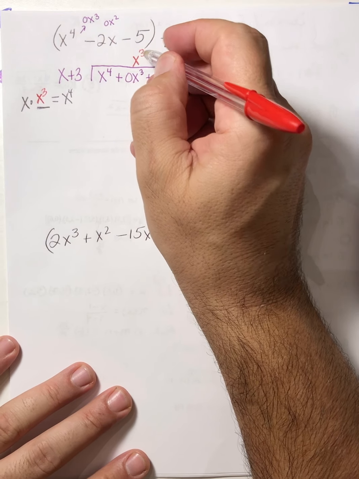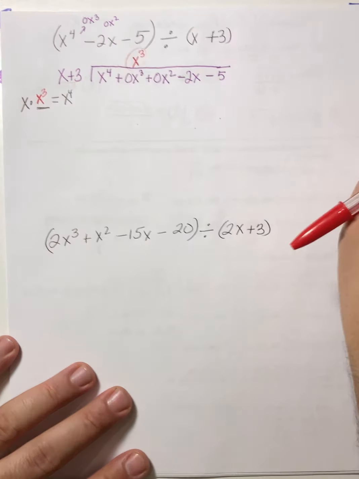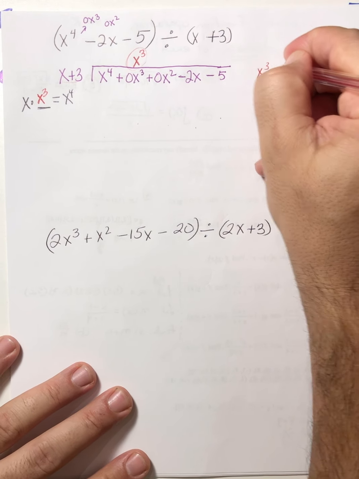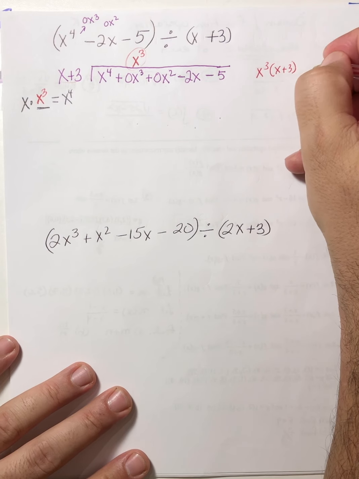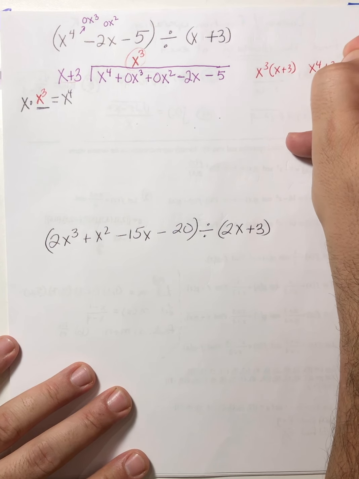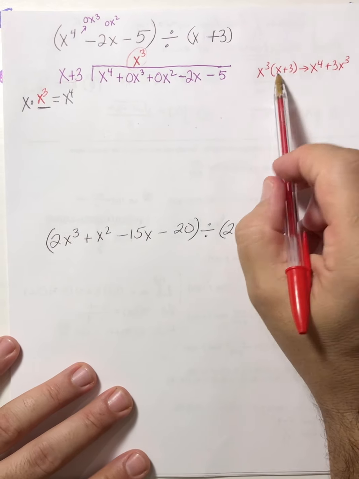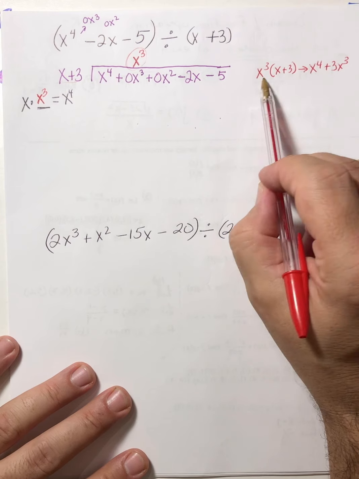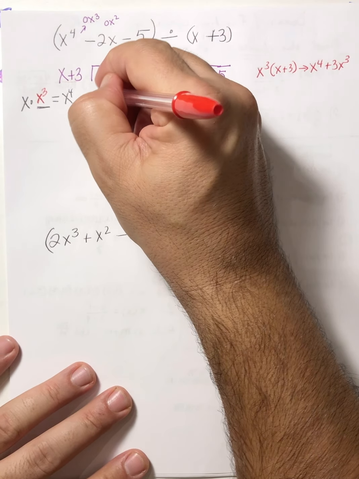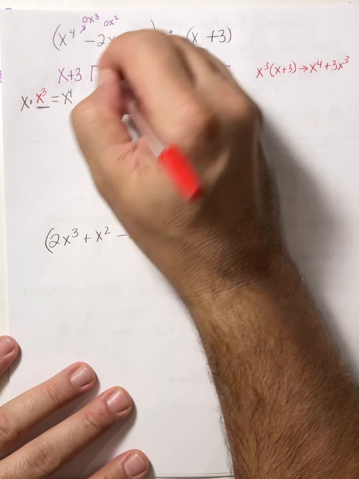All right, so now we have to do this x to the power of 3 times this x plus 3. I'm doing that over here. Some of you should be able to do that just in your head. So you have x to the 4th plus 3x to the power of 3. Okay, I'm just showing all my work. If you can do this in your head, do it in your head. So we have x to the 4th plus 3x to the power of 3.